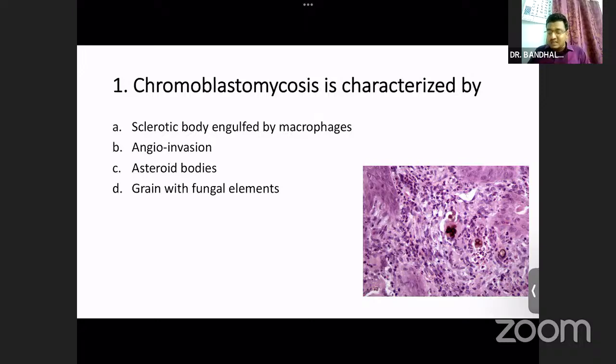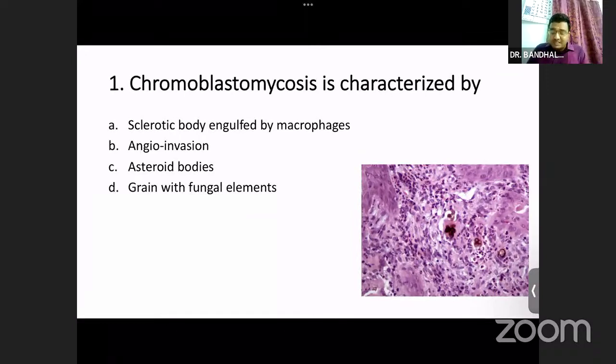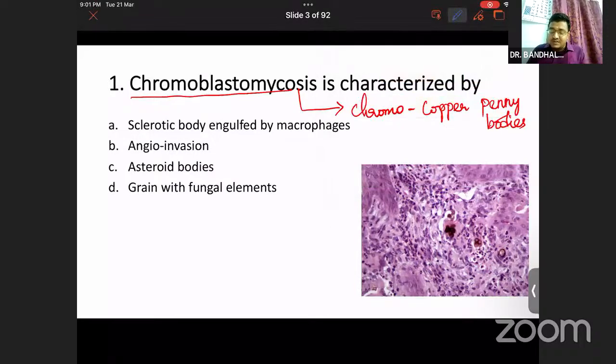grain with fungal elements. They have given the image also. First, with the question itself, it's chromoblastomycosis. We know chromoblastomycosis is a deep fungal infection characterized by a body; chromo means color, copper, so copper penny bodies. But if you see the options, the copper penny body is not there, so you should not get confused. The other names for copper penny bodies are sclerotic bodies or medlar bodies.